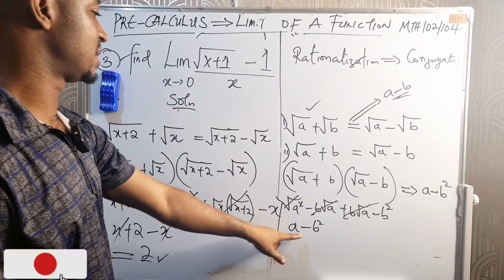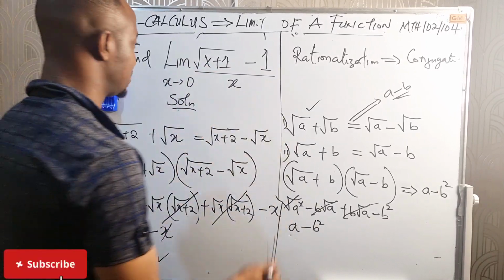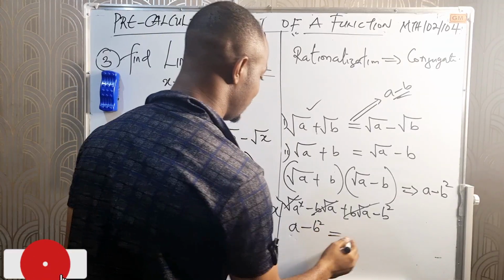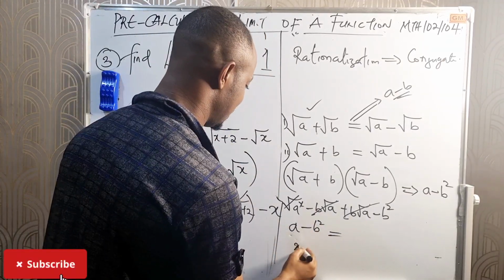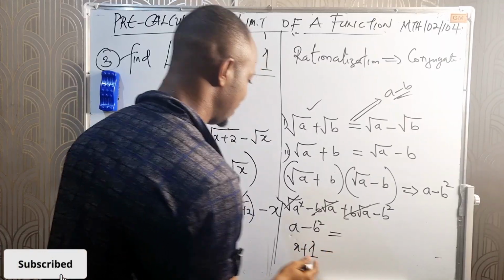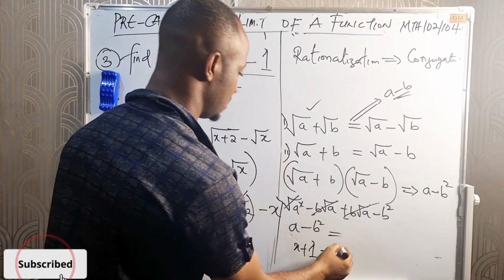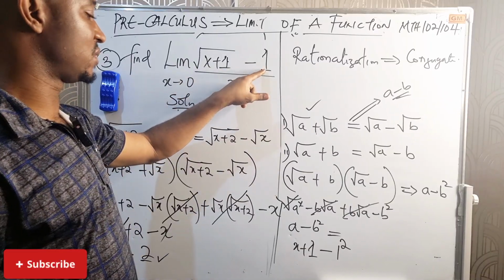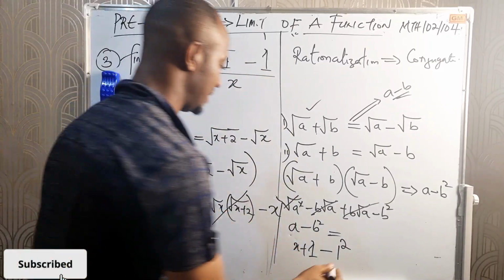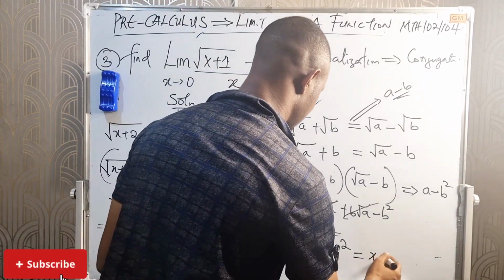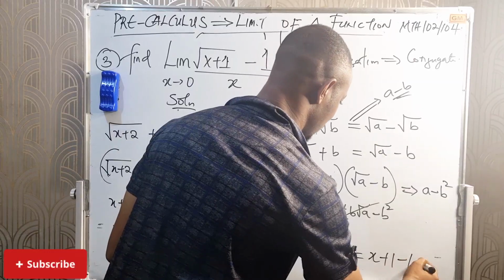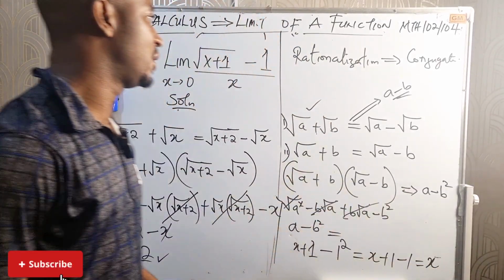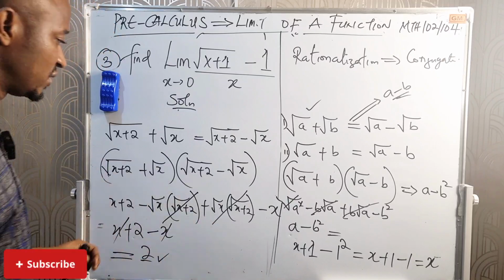Looking at this now, our A is x plus 1. Our B is 1. That means we have to find the product of these conjugates. That will give us x plus 1 minus, what was our B? 1 squared. Our A is x plus 1, our B is 1. So at the end of the day, the result becomes x plus 1 minus 1, which is equal to x, because 1 minus 1 is 0. Now we have learned how to find products of conjugates.